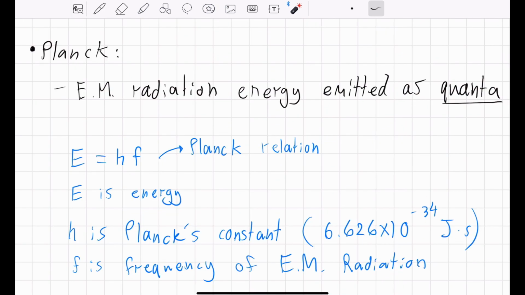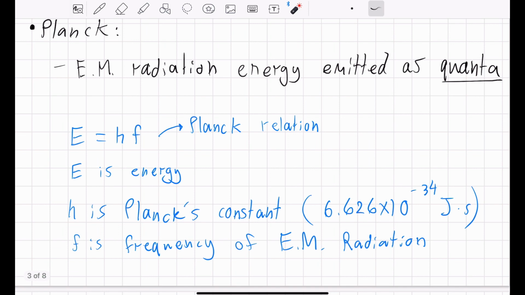Another important figure was Planck. He contributed to the quantum mechanical model of the atom, and he came up with the idea that electromagnetic radiation is energy which is emitted as discrete quantities, or quanta. And he came up with this equation, E equals hf, which is called the Planck relation. And this relates energy to the Planck constant, which is h, and the frequency of the electromagnetic radiation, which is f.